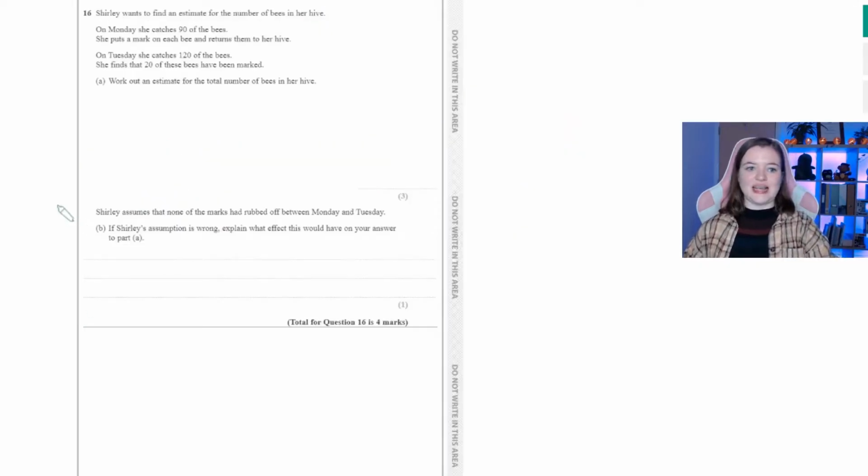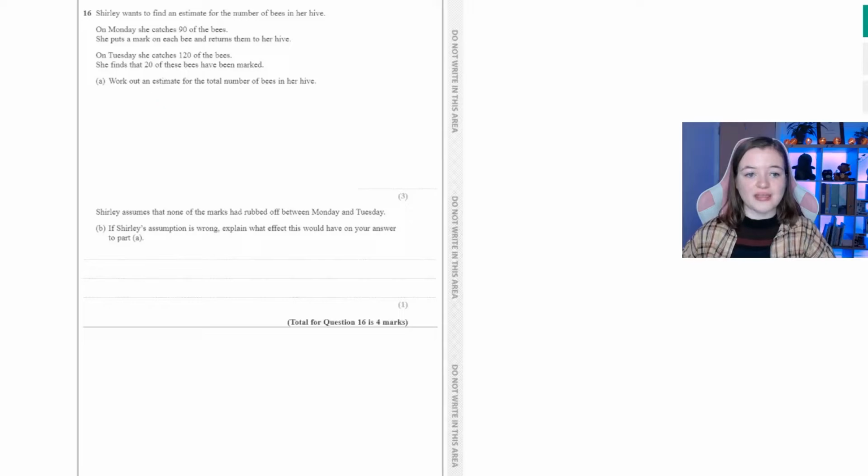Okay, question 16. Shirley wants to find an estimate for the number of bees in her hive. On Monday, she captures 90 of the bees. She puts a mark on each bee and returns them to her hive. On Tuesday, she captures 120 of the bees. She finds that 20 of these have been marked. Work out an estimate for the total number of bees in her hive.